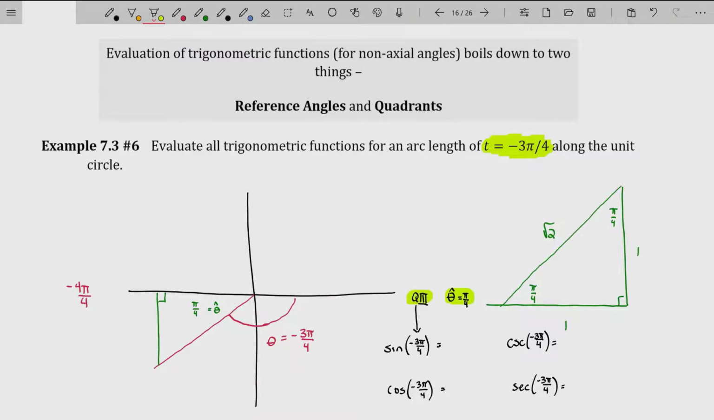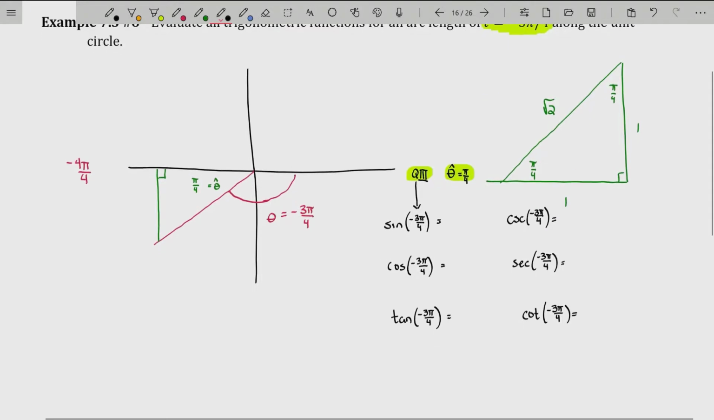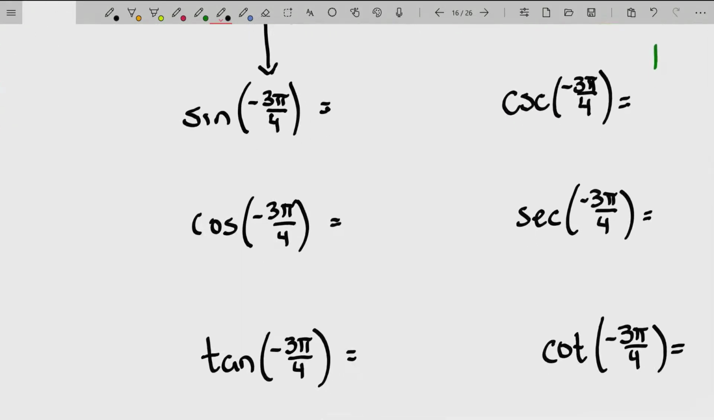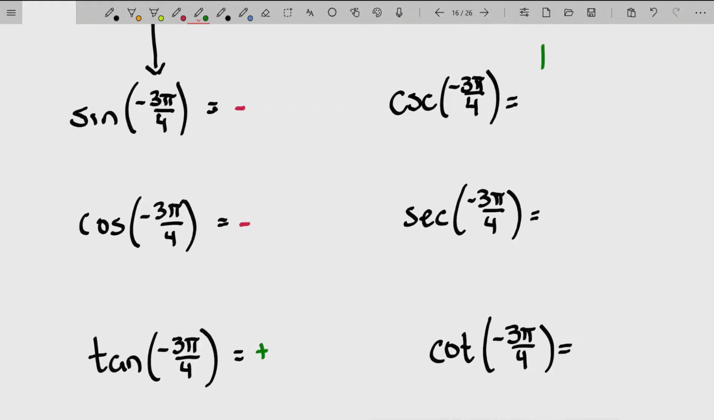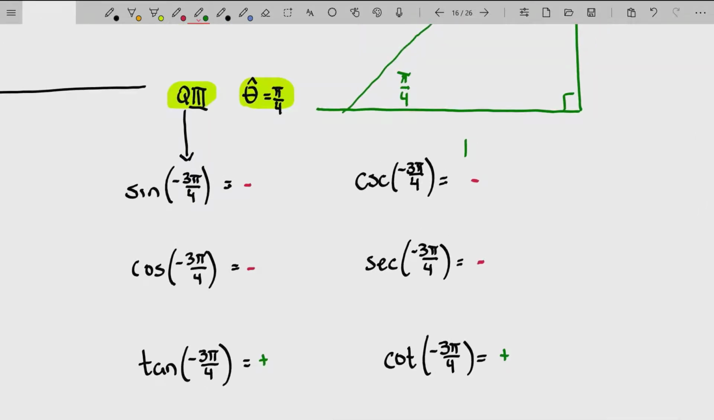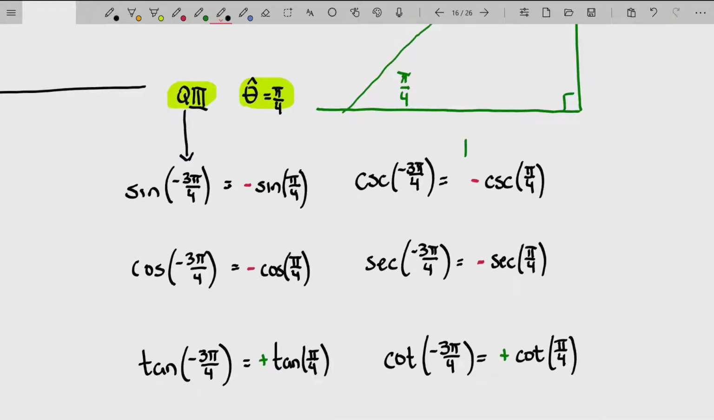Now what I'm going to do is state, in quadrant 3, which of those functions are negative and which of them are positive. Well, we know that in quadrant 3, the sine is negative, the cosine is negative, but the tangent is positive. So therefore, their reciprocals have the same behavior: negative, negative, and positive. Now let's use the reference angles to evaluate these trig functions.